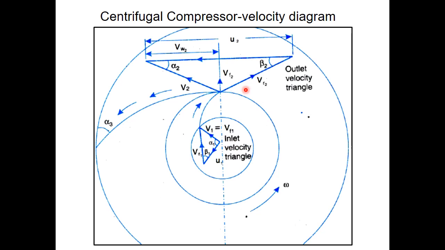Whereas in the case of the outlet velocity triangle, you can clearly see the two angles alpha 2 and beta 2. Also you can see the absolute velocity, V2, has two components, Vf2 and Vw. Also you can see the blade velocity U2 and relative velocity VR2 in the outlet velocity triangle.